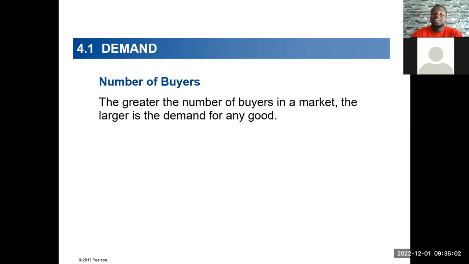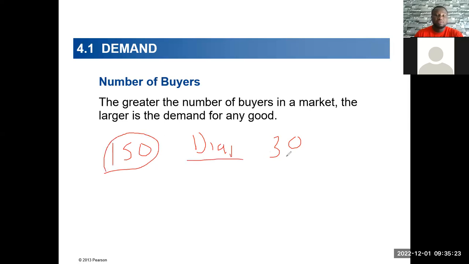It's possible. Let's take a country like Ghana and Nigeria. Population-wise, Nigeria is more than us. I think they are around 150 million. We are around 30 million. Assuming the good in question is baby diapers. So when we talk about population, we just say that because Nigeria has a higher population, demand for diapers will be more than that of Ghana. It can be true, it can be false too.